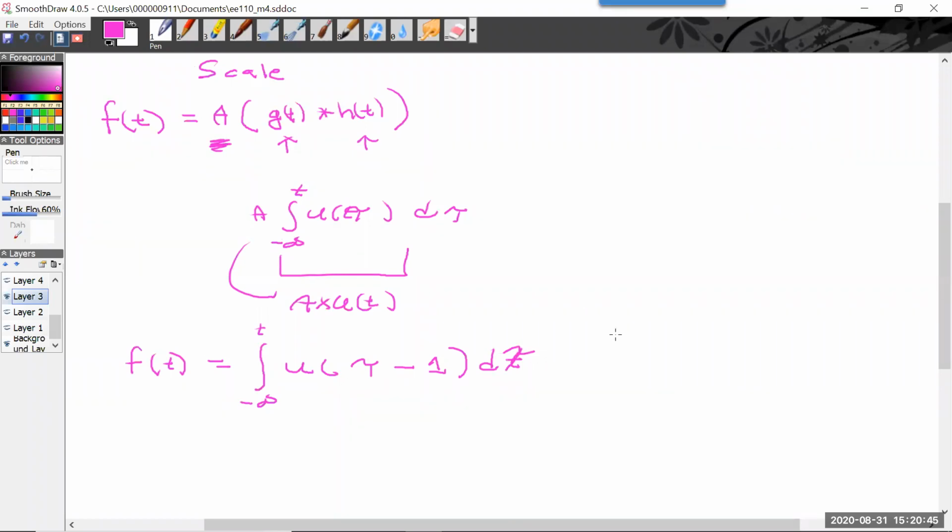So this is important. So I'm going to take some time, right? When we had our finite limits, right? A to B, right? We could integrate with respect to t and come up with some answer, right? But now we're coming up with a function of t, so we have to use a dummy variable, tau.